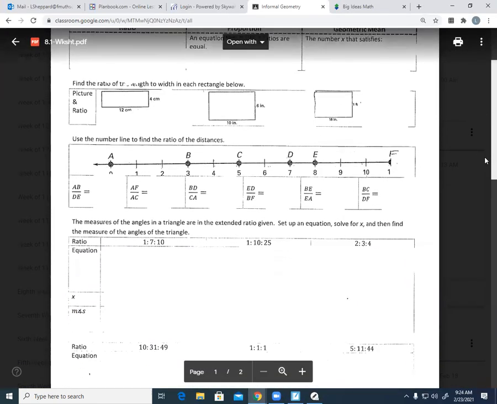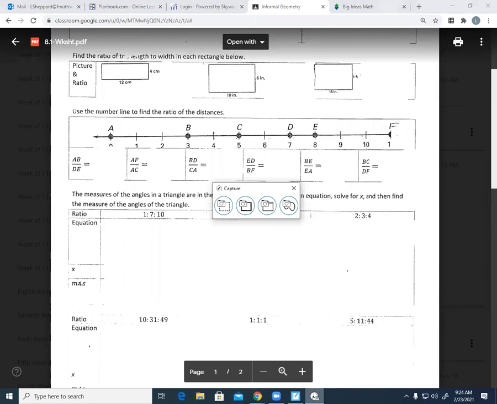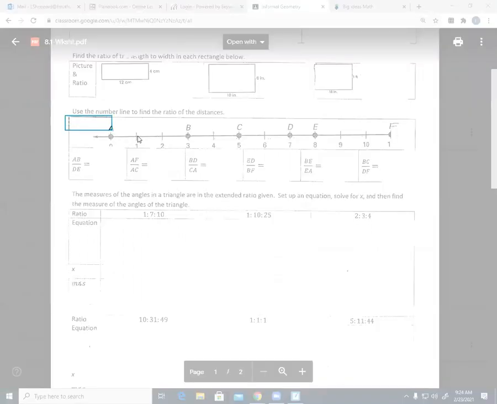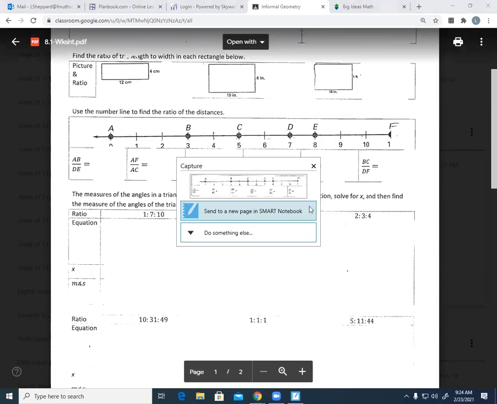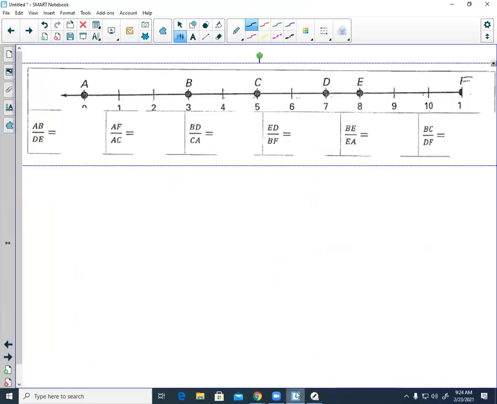Okay, this next one is a little bit trickier because it's asking us to use a number line to find ratio of distances. Okay, now in this one, I'm going to just kind of warn you a little bit. One of the things that a lot of people do here is they just look at the number. So like they see that this is 5, so it's got to be 5, or this is 7, so it's got to be 7, or from 5 to 7, whatever. They just try to do things with numbers. I actually count on all of these just because it's important.